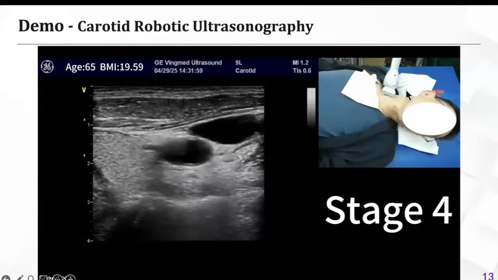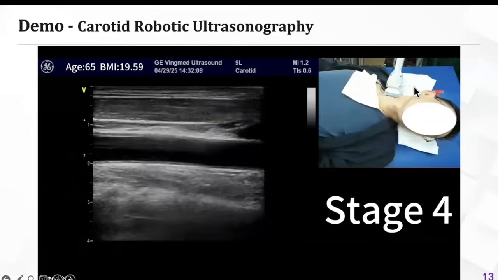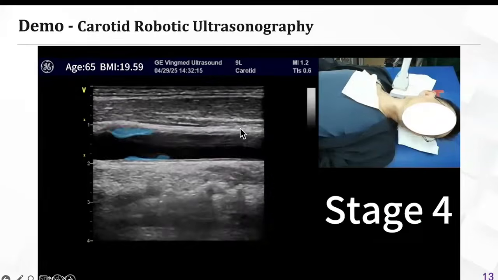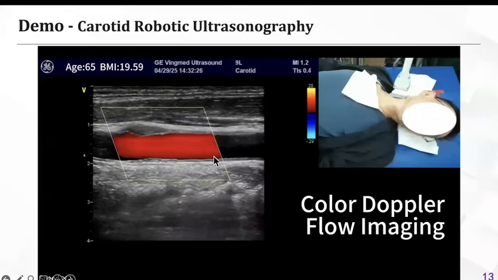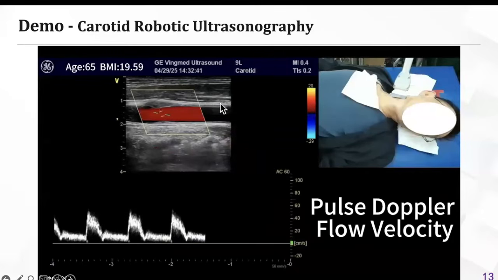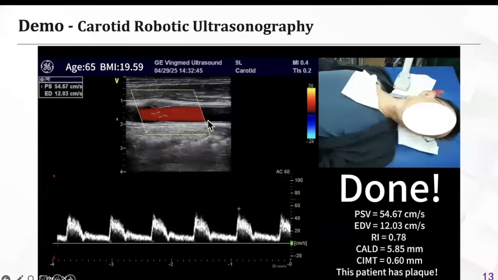Scanning the longitudinal view is significantly more challenging than the transverse view, as the blood vessel is only 5 to 8 millimeters, requiring precise adjustment of the probe position. Following the scan, we perform biometric measurements, plaque screening and blood flow assessment. The final result includes high quality images and corresponding measurement data.